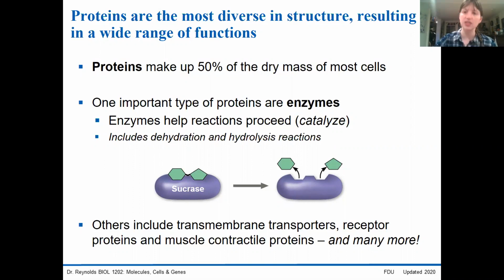So the fact that proteins are extremely abundant is in part because their diversity allows them to do so many different things. The first one that I want you to know is enzymes. And we're going to see the fact that these proteins that act as enzymes will help to speed up dehydration synthesis reactions necessary for the creation of these macromolecules. Other functions can include transmembrane transporters, receptor proteins, muscle contractile proteins, so on and so forth. There's a nice little review of these in your textbook, and I would recommend that you pay attention to these if you haven't done so before.